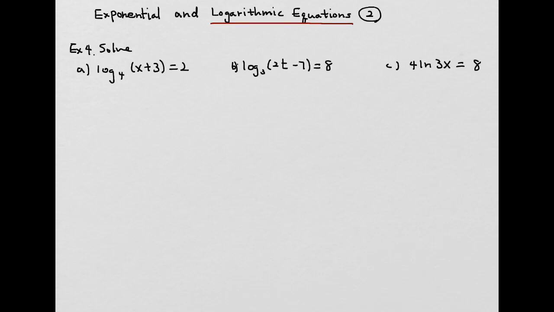Okay, this is exponentials and logarithmic equations part 2. In the last part we did three different types of examples for exponentials. Example 4, we're going to do this part 2. We're going to solve logarithmic equations, and we're going to look at two different types. So example 4 will be one of the logarithmic equation types.